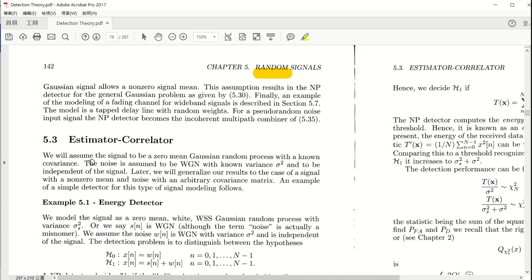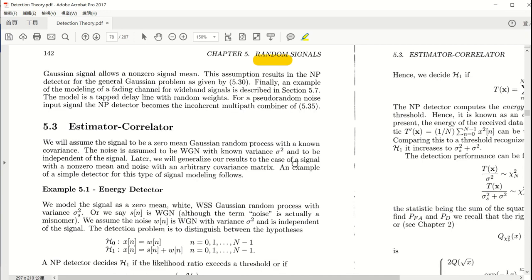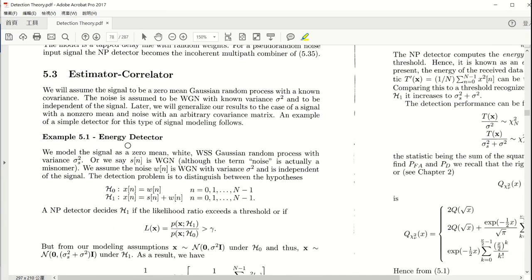So we will assume the signal to be a zero mean Gaussian random process with known covariance. The noise is assumed to be white Gaussian noise with known variance sigma squared and to be independent of the signal. Then later we will generalize our result to the case of a signal with a non-zero mean and noise with arbitrary covariance matrix. Okay, so let's take a look at the example.